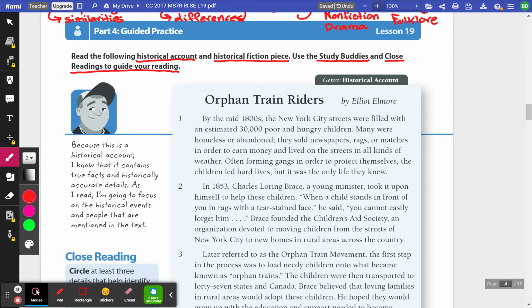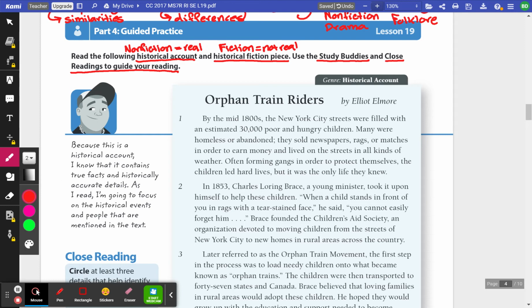According to our directions, I have a historical account. We already know that historical accounts are nonfiction, which means that they are going to include real historical details. And we know we have a historical fiction piece as well. And we know historical fiction falls under our genre of fiction, which means that it is not real, it's fake, made up, or at least it's not entirely real. Because as you know, historical fiction, it's fiction, of course, so it's going to have some fabricated details, some stuff that the author made up.